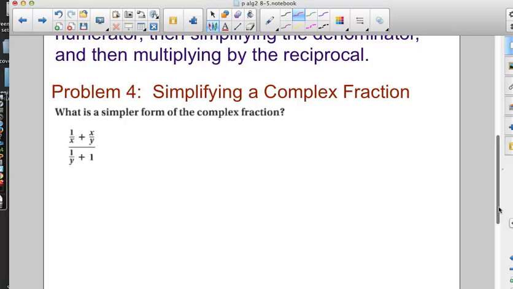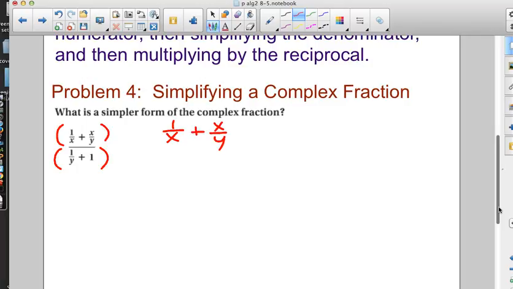Well, there's the big fraction line. That means I need to come up with one fraction to represent 1 over x plus x over y, and one fraction to represent 1 over y plus 1, and then I'll multiply by the reciprocal. So you do this in steps. Well, let me get working with 1 over x plus x over y.